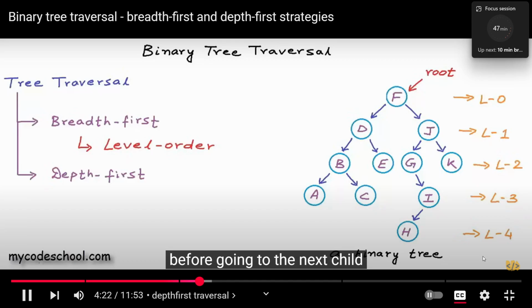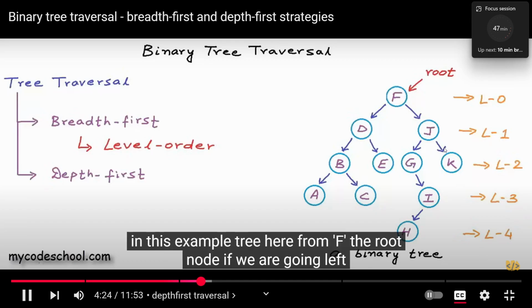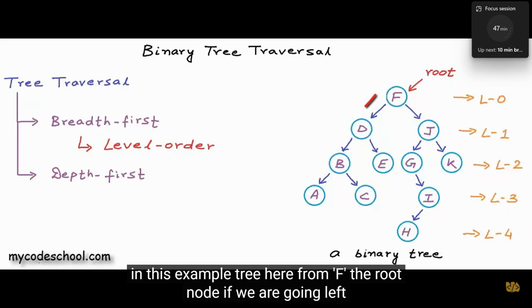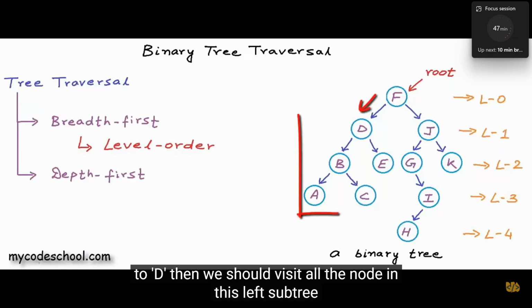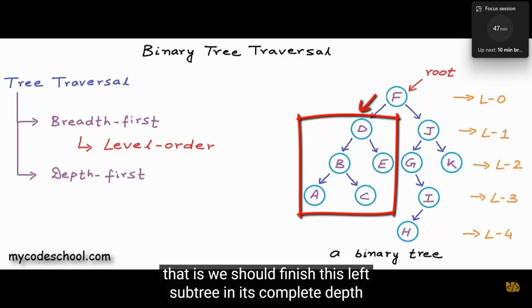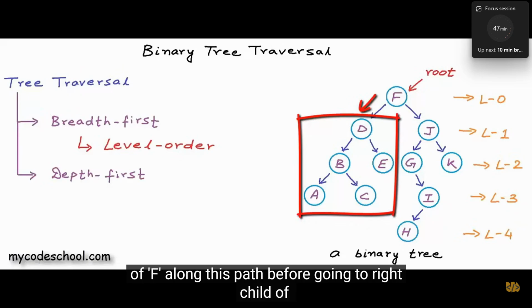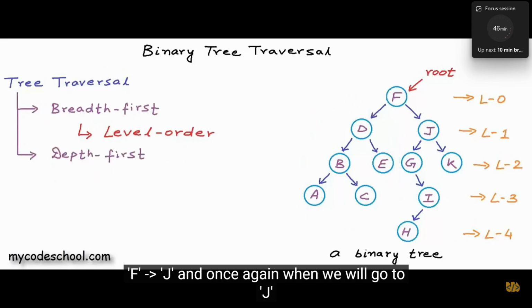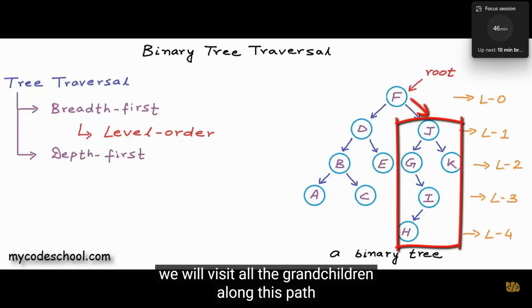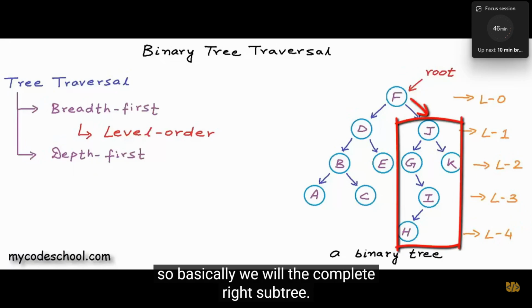In this example tree here, from F, the root node, if we are going left to D, then we should visit all the nodes in this left subtree. That is, we should finish this left subtree in its complete depth. Or in other words, we should finish all the grandchildren of F along this path before going to right child of F, J. And once again, when we will go to J, we will visit all the grandchildren along this path. So basically, we will visit the complete right subtree.